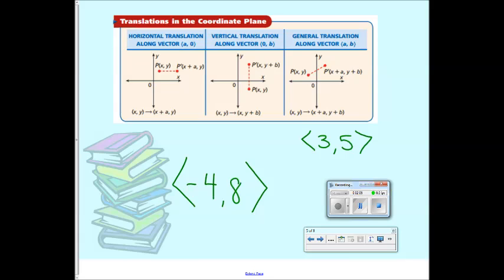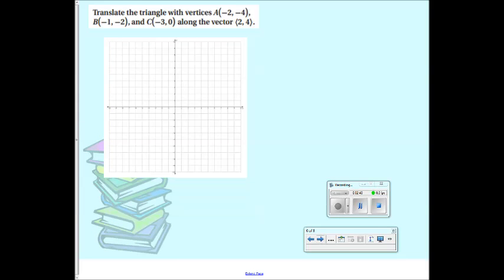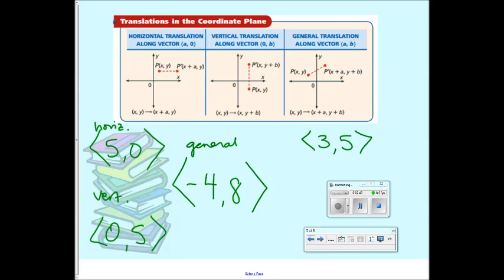If it looks like this, if it is like 5, 0, that means it's a horizontal translation because it's only changing the x value. So this would be a horizontal. If it's a vertical, what would it look like? 0, 5. That means it wouldn't move over, it would just move up 5. Okay, good question. So then you know if it's general, if it moves both, which means diagonal, in any direction it could be. So for a horizontal, you would just change your x values.